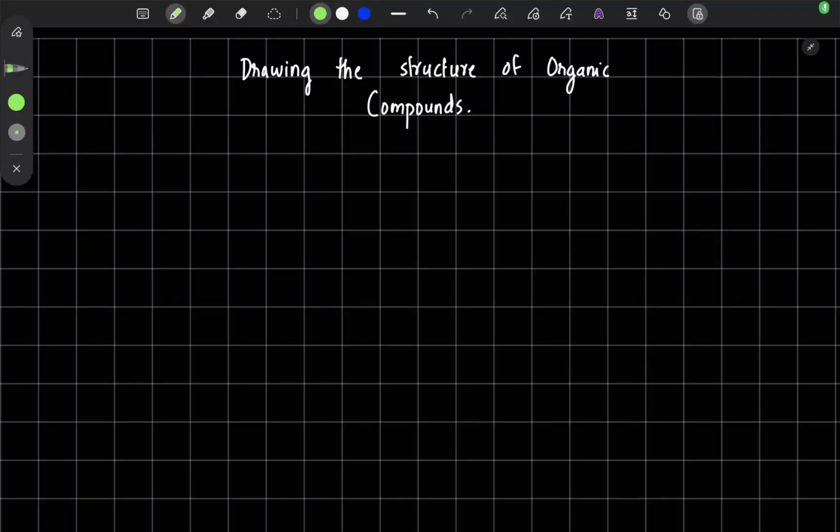So in this video we are going to learn about drawing the structure of organic compounds. For this we need certain rules. If we are good with these rules we can draw the structure of compounds easily.